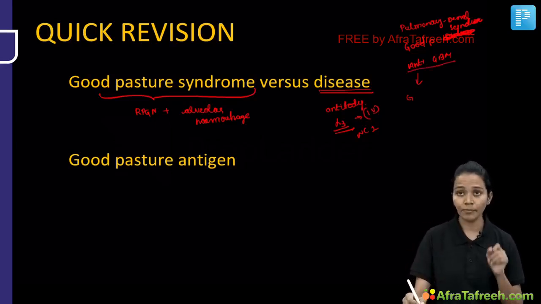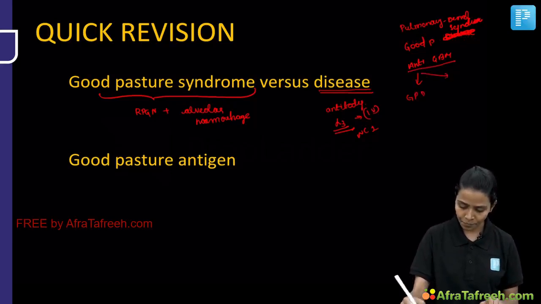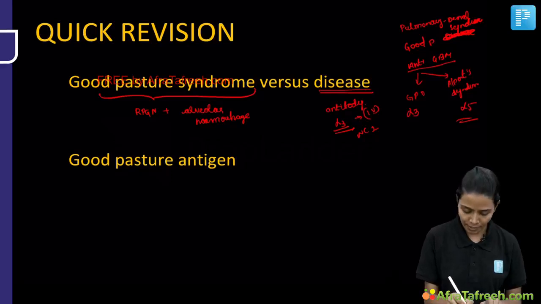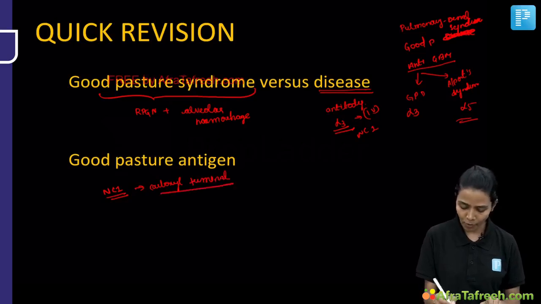Then there's anti-GBM disease, which has two important components. One is Goodpasture disease. Another one is Alport syndrome post-transplant anti-GBM disease. So this is against the alpha 3, and this is against alpha 5. So the Goodpasture antigen is nothing but the NC1 domain of the carboxyl terminal of the alpha 3 chain of type 4 collagen.